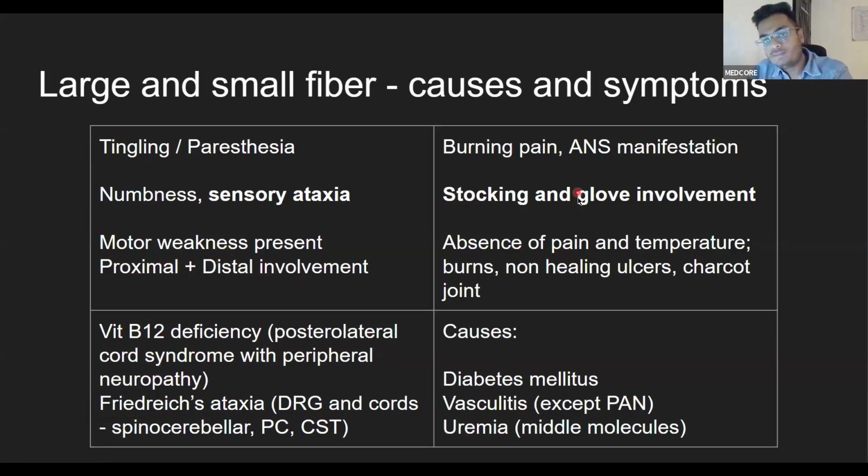Versus in small fiber, we talked that pain, touch, and temperature will be affected. And it is a length dependent pattern. So you see this glove and stocking involvement, that pain, touch, and temperature are affected in a glove and stocking pattern. That is a small fiber neuropathy, and the important cause is diabetes.